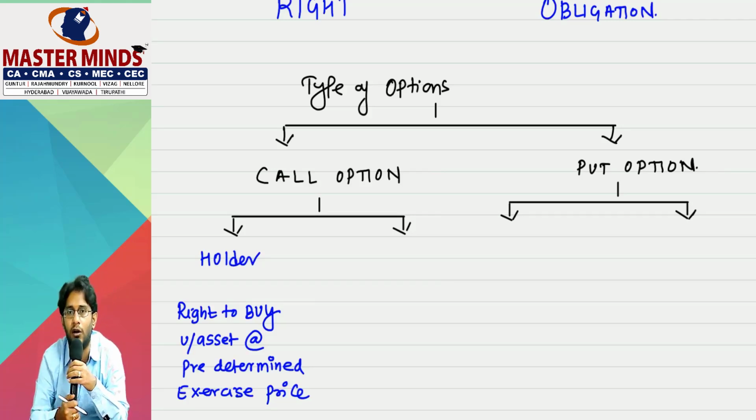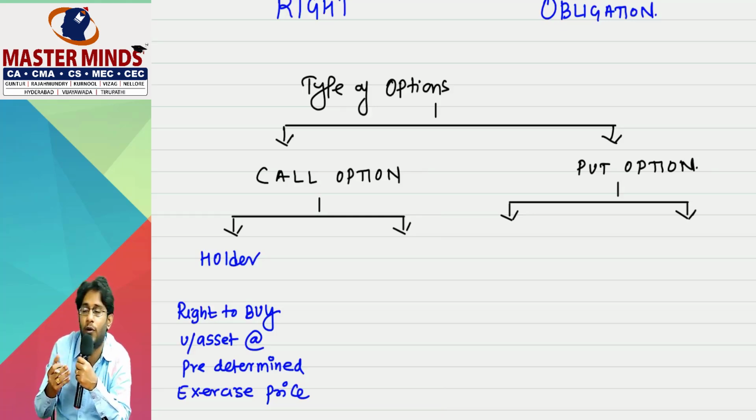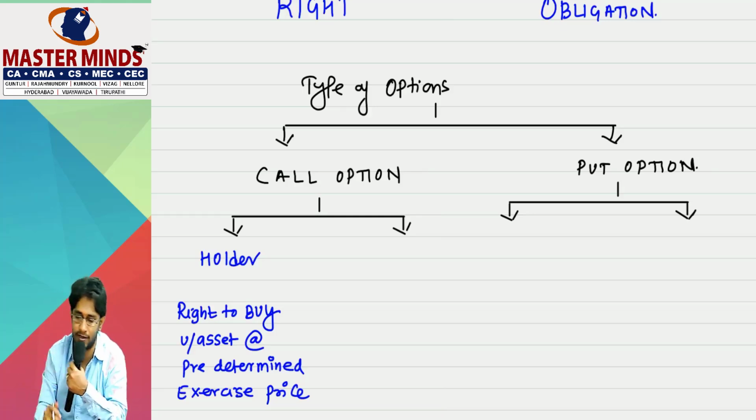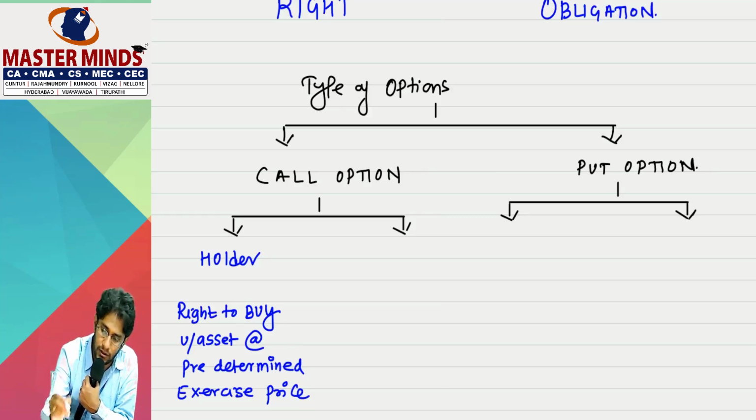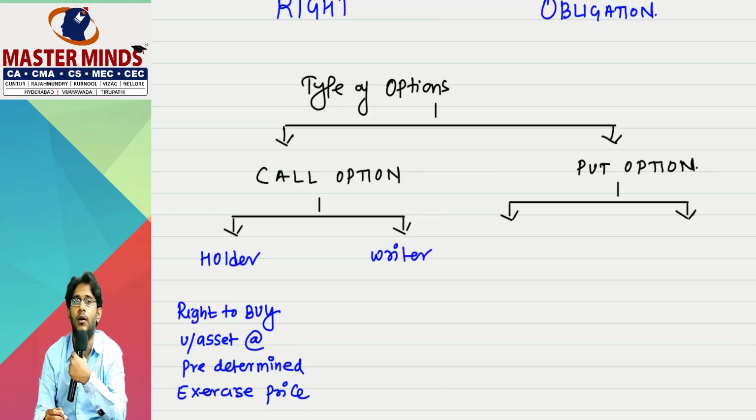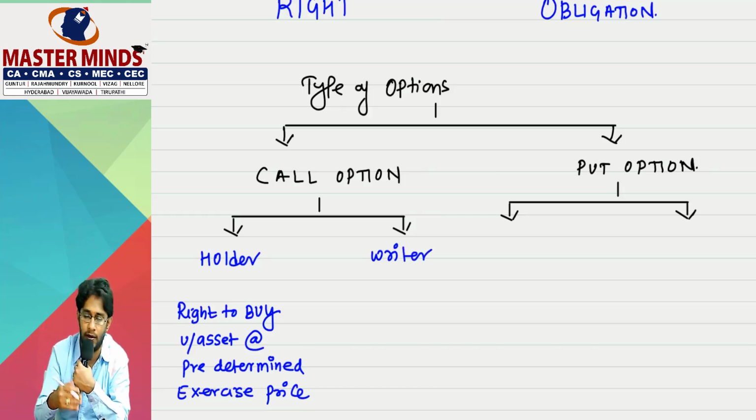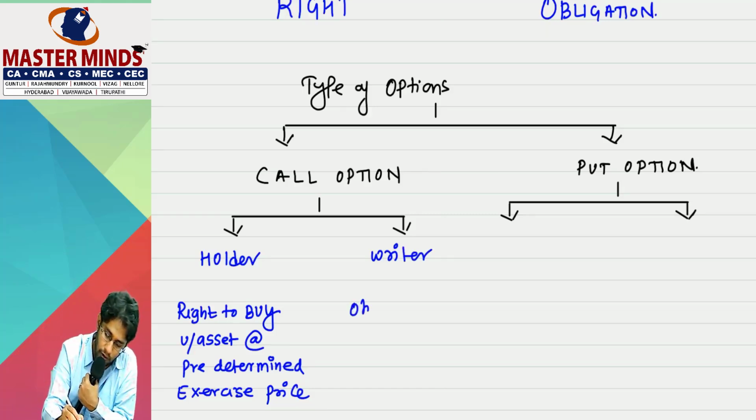Sir, a long position in a forward contract is also the same thing? No sir, a long position in a forward contract was not a right to buy. It was an agreement to buy. Whether it is favorable or unfavorable to you, you still have to buy it. Here it is not like that. I have a choice to buy. If I want, I'll buy, otherwise I'll not buy. That's the basic difference. Now based on this, you should identify this fellow's position. If the holder has a right to buy, the writer will have an obligation to sell.